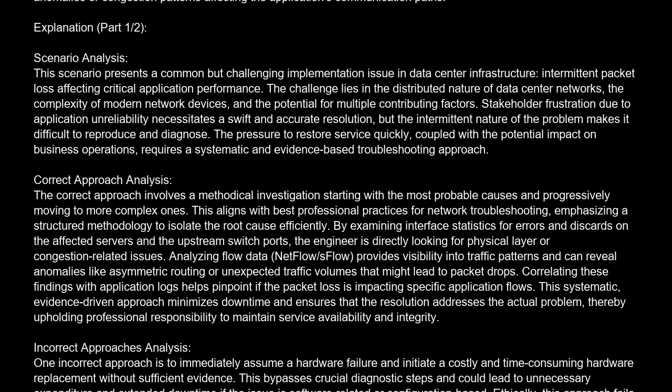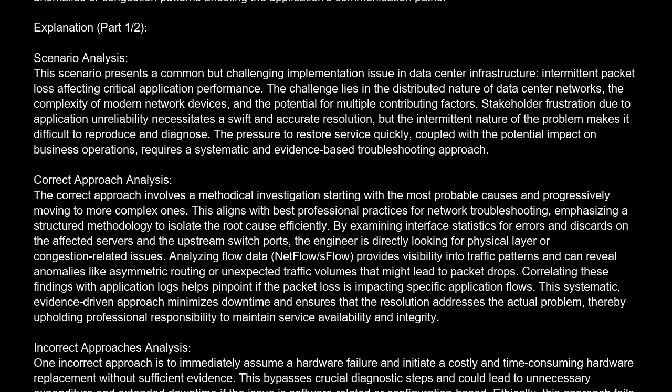This scenario presents a common but challenging implementation issue in data center infrastructure: intermittent packet loss affecting critical application performance. The challenge lies in the distributed nature of data center networks, the complexity of modern network devices, and the potential for multiple contributing factors. Stakeholder frustration due to application unreliability necessitates a swift and accurate resolution, but the intermittent nature of the problem makes it difficult to reproduce and diagnose.